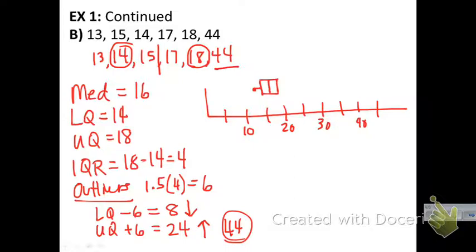Now 18 is my only number before my outlier, 44. I can graph that by putting it out here, but I don't extend the whisker to it. So since there aren't any data values between the upper quartile and the outlier, I just put a dot right on my box to show that there is no whisker on this box and whisker plot.